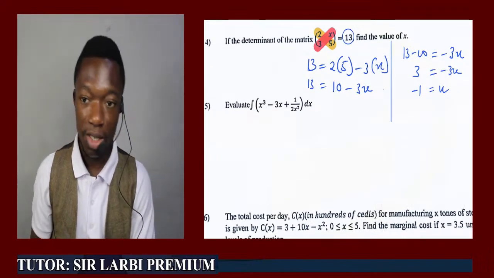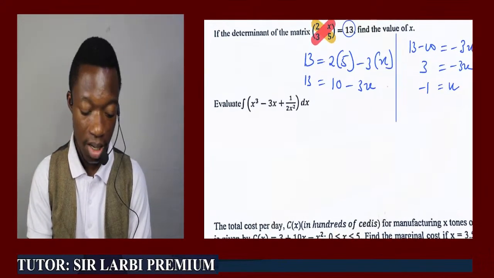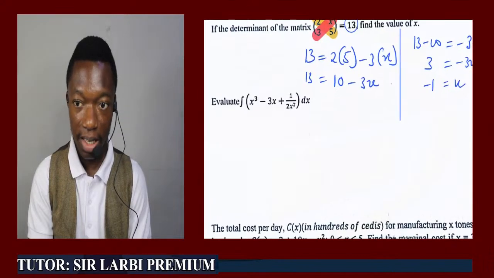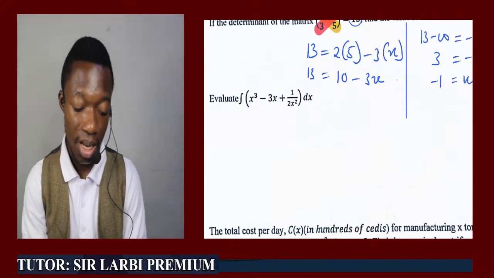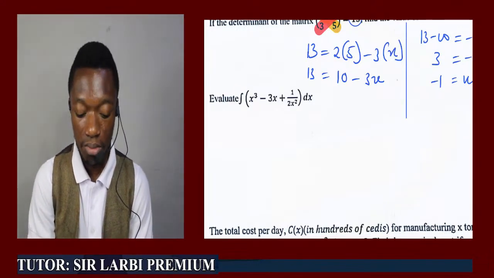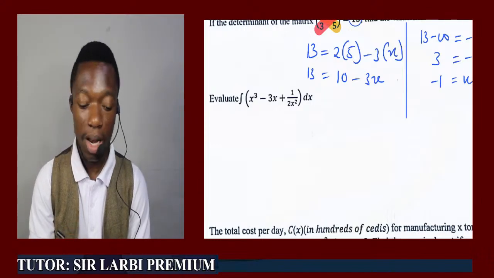Then we have question 5. This is actually an indefinite integral. We are asked to evaluate the integral of x cubed minus 3x plus 1 over 2x cubed dx. Very simple. Once you see the question, just relax and see how it goes.